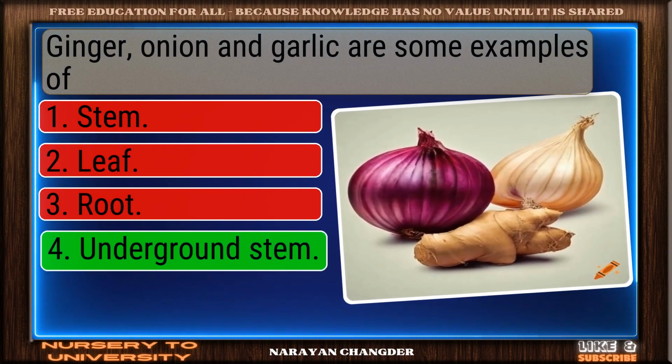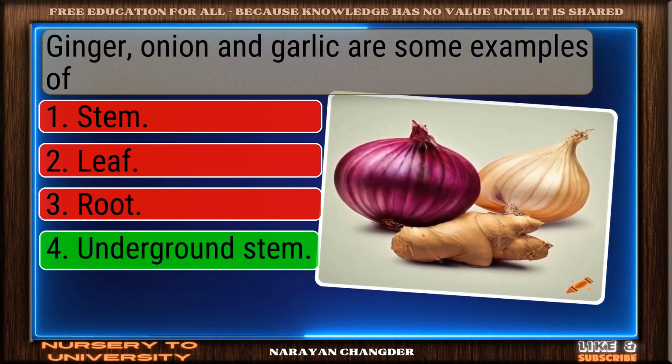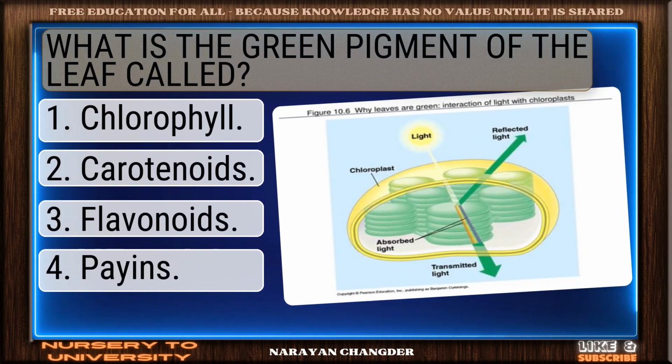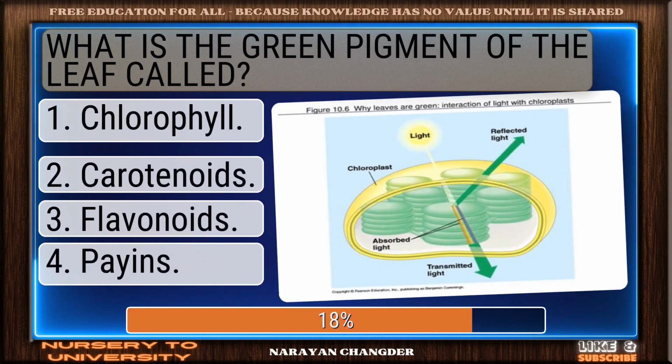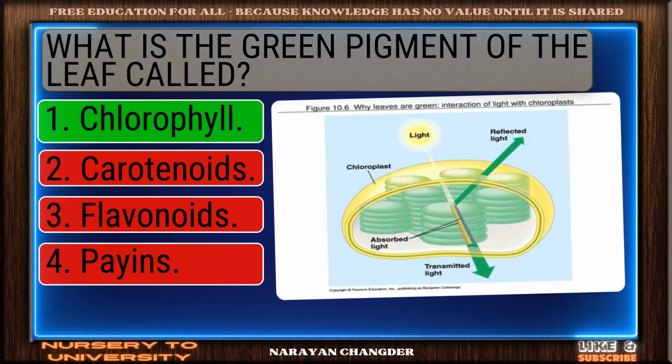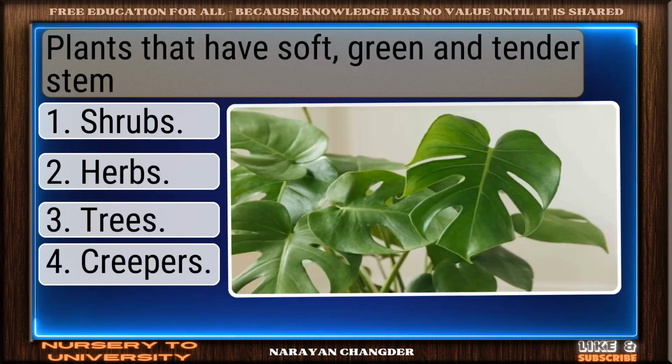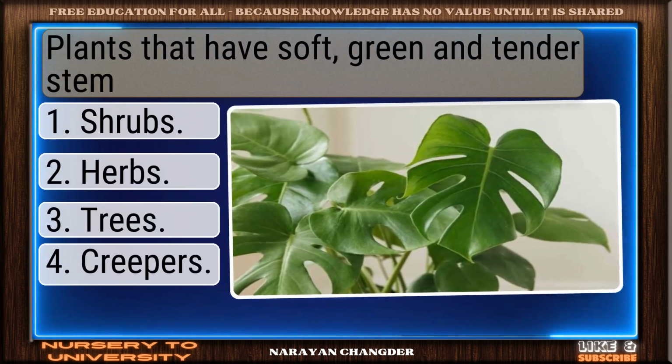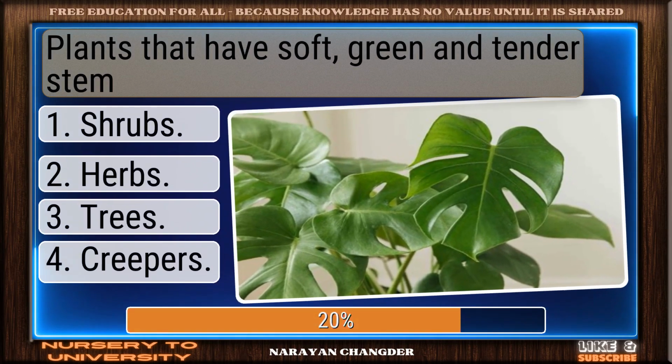Good thinking. Underground stem is the right answer. What is the green pigment of the leaf called? Right choice. Chlorophyll is the best answer.